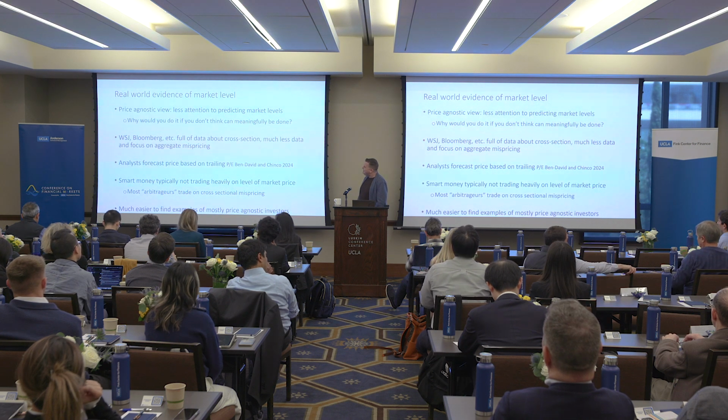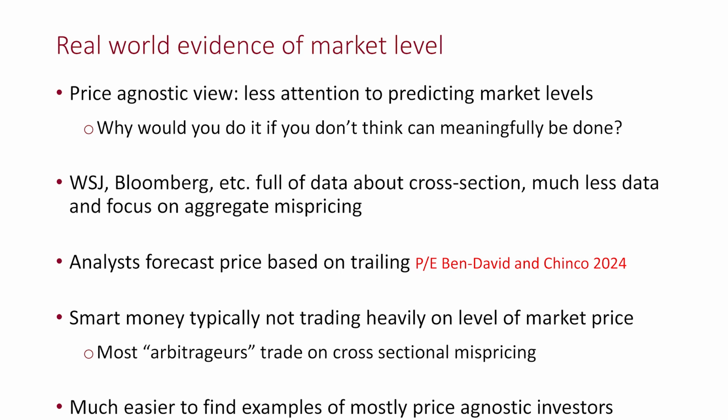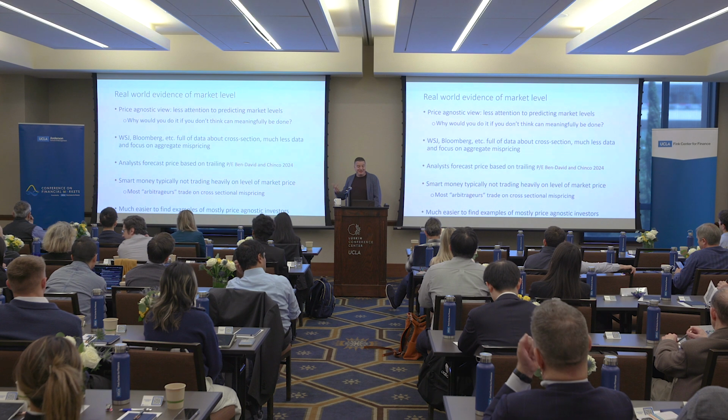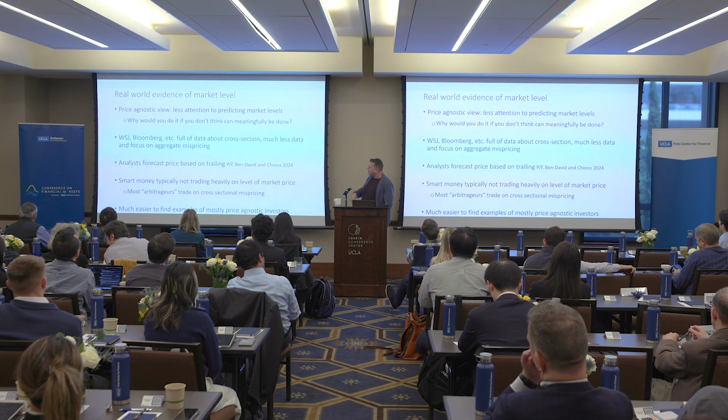And so let's now turn to some real world examples and see what happens. So first off, if most people are pretty agnostic about their ability to understand the level of the market, it wouldn't be that surprising if there's not a ton of attention given to that task. And if you think about, I don't know, the Wall Street Journal, the Bloomberg Terminal, whatever it is, there's a lot of focus on the cross-section, much less data and much less focus on aggregate level mispricing. This is similar to Alex, who has a nice recent paper looking at how analysts make forecasts based on future price targets. The first thing they do is they basically accept the current price to earnings ratio as given and then multiply things out.